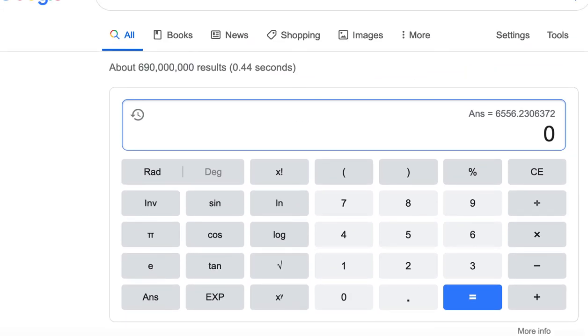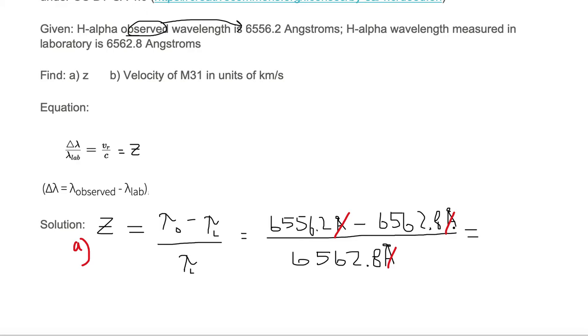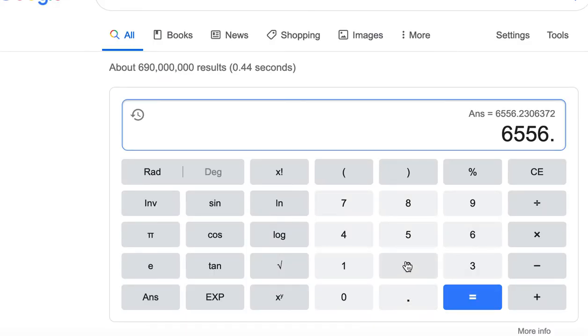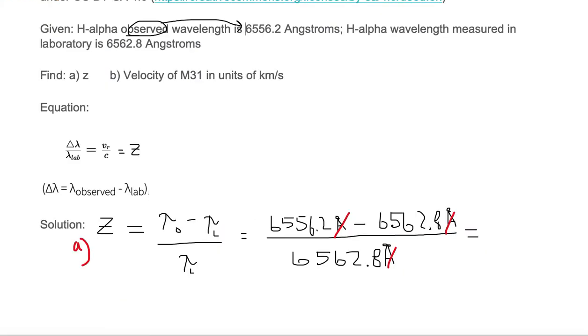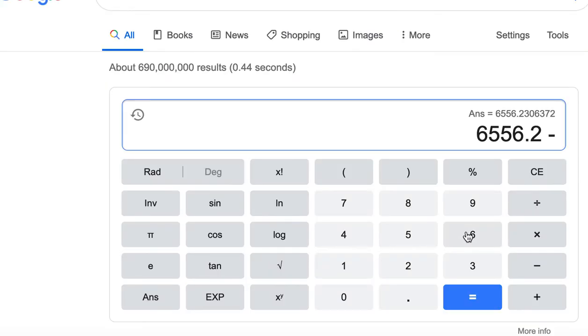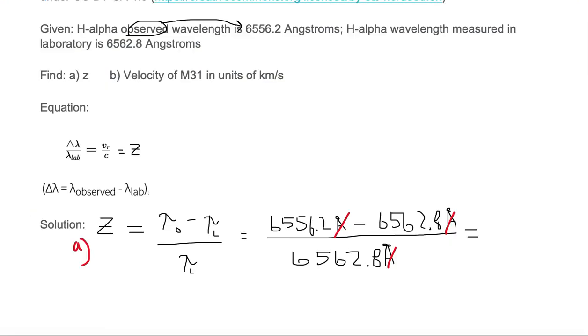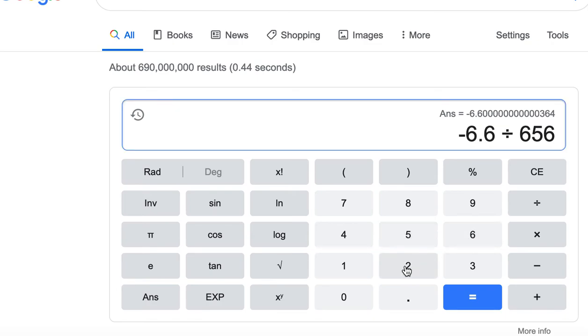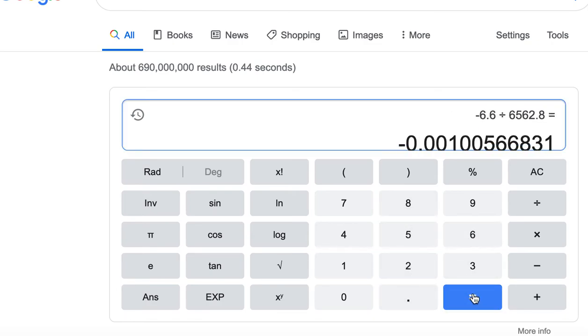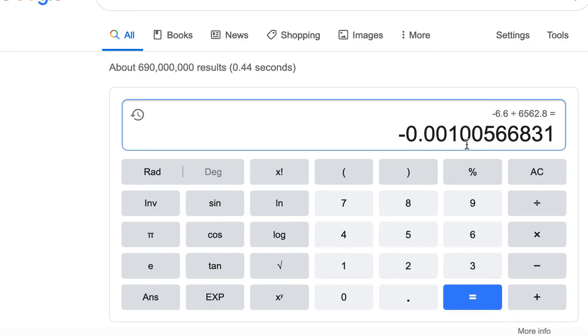I just went to Google and typed in calculator in the search engine, and I pull up the calculator, and we want to type in 6556.2, and we want to subtract off 6562.8, and we hit the equal sign, and we get a value. We want to divide that by 6562.8, equals, and we get negative 0.0010056 and all these other numbers.